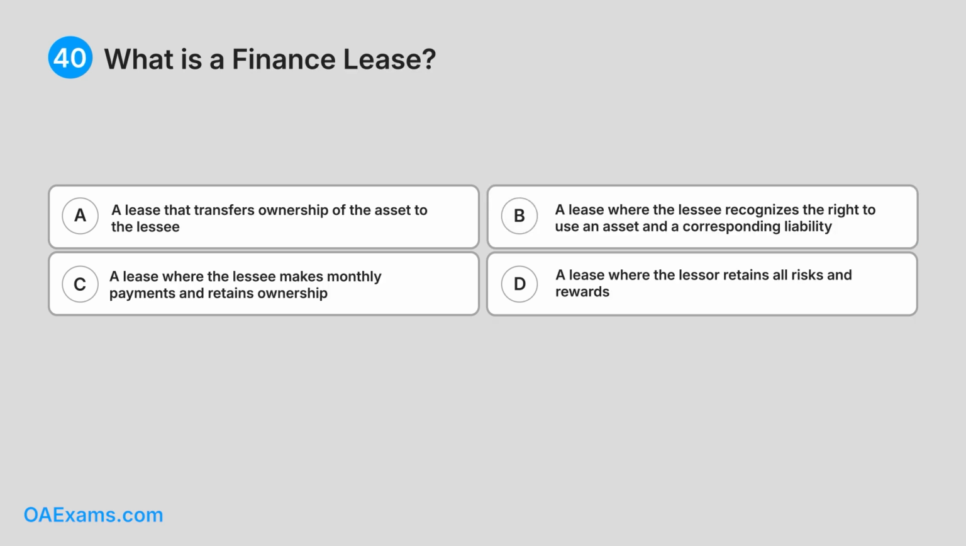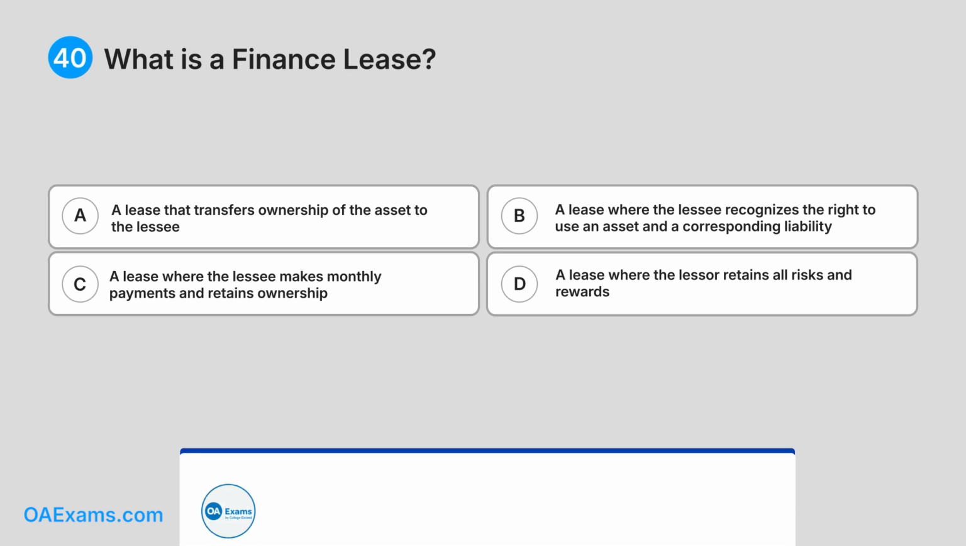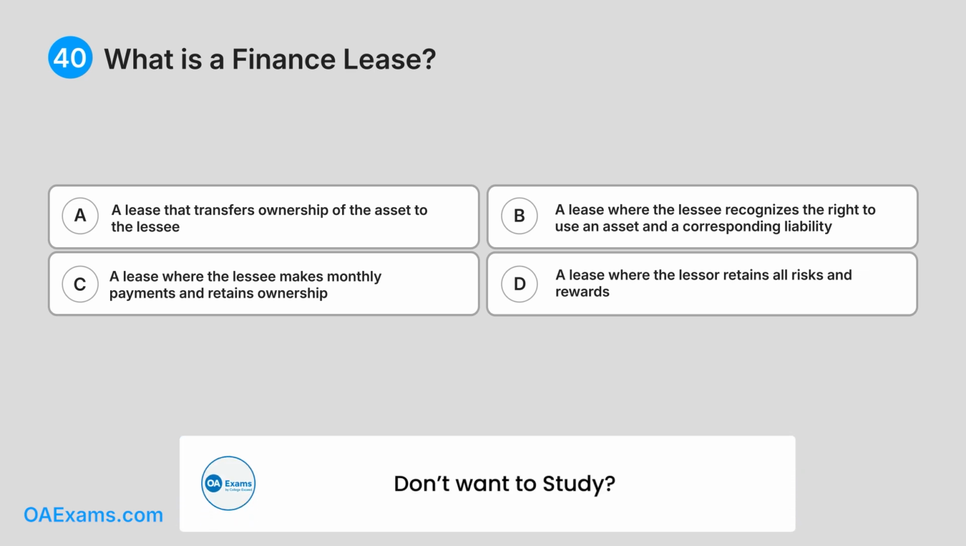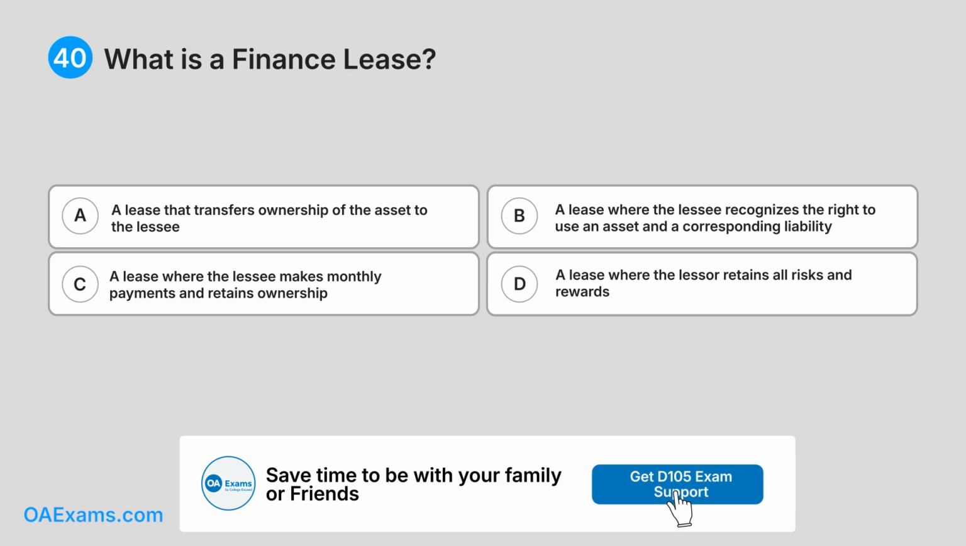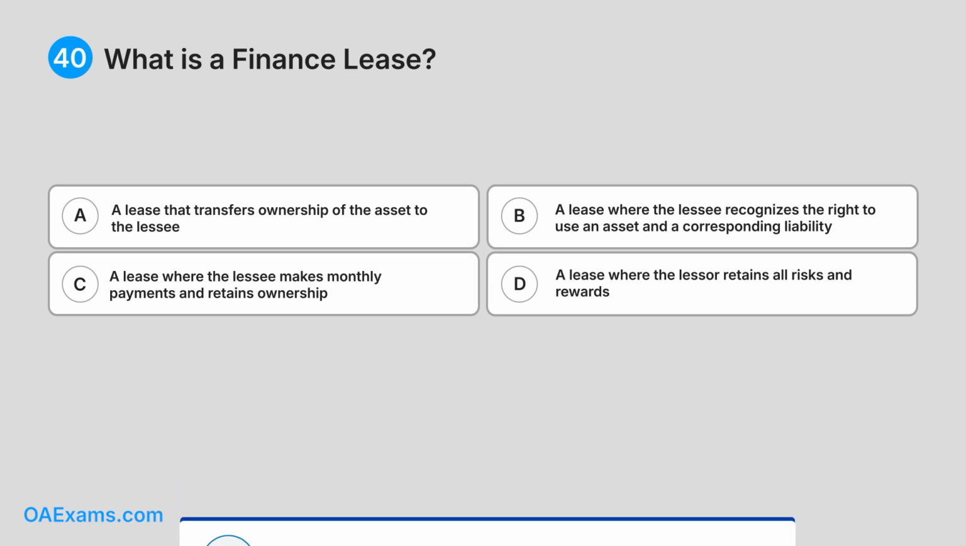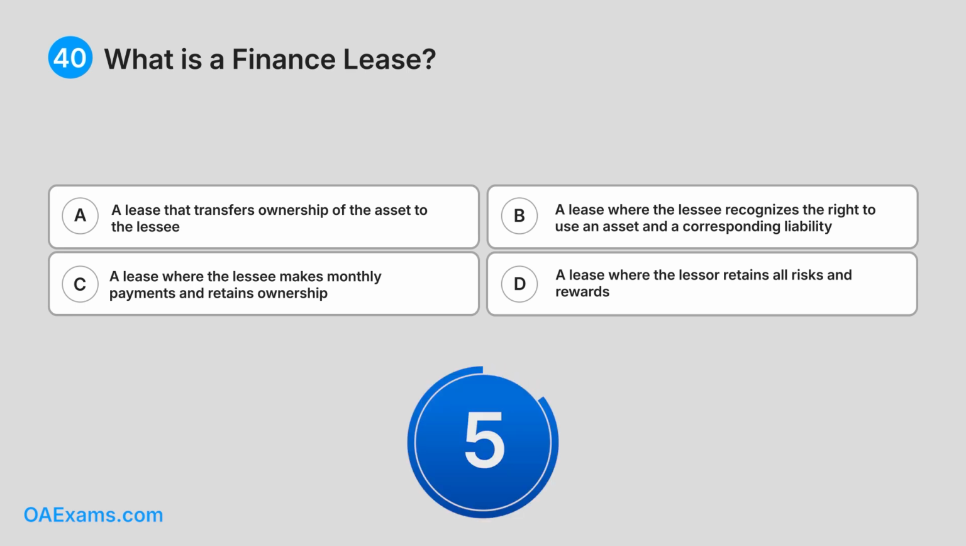40. What is a finance lease? A. A lease that transfers ownership of the asset to the lessee. B. A lease where the lessee recognizes the right to use an asset and a corresponding liability. C. A lease where the lessee makes monthly payments and retains ownership. D. A lease where the lessor retains all risks and rewards. What do you think is the answer?